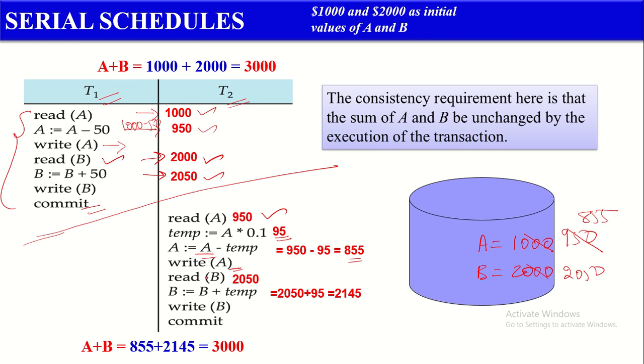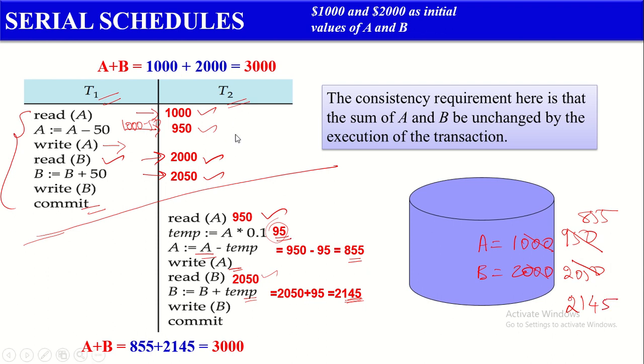Then, very similarly, when these instructions are executed, it reads 2050, which is the value of B from the database. Later, when this instruction is executed, the B value becomes 2145, which is the addition of 2050 plus the temp value 95, so it becomes 2145. When this write operation on B is executed, it writes 2145 into the database.